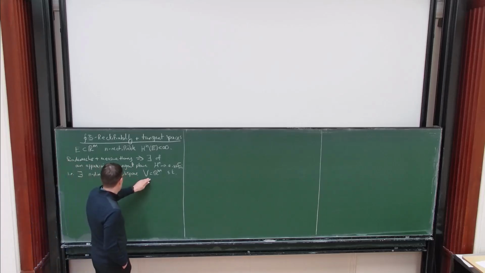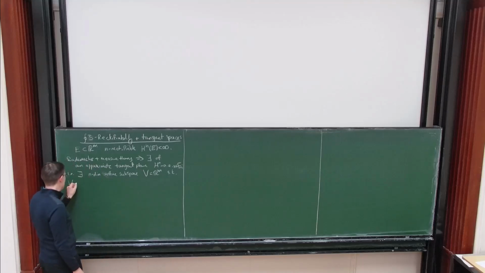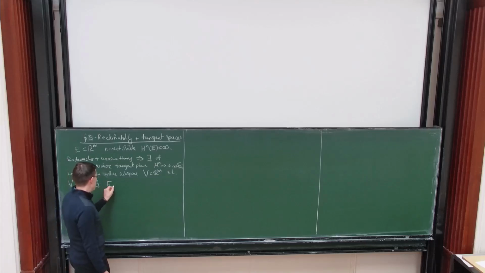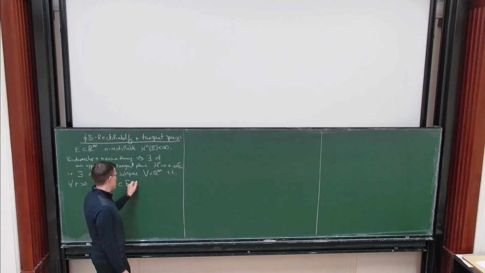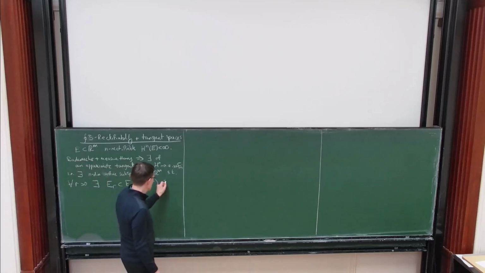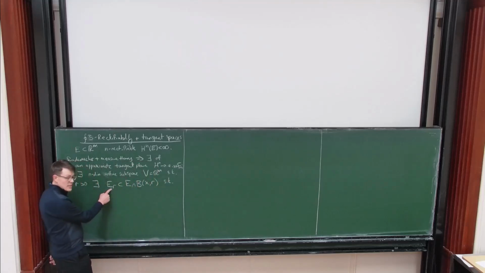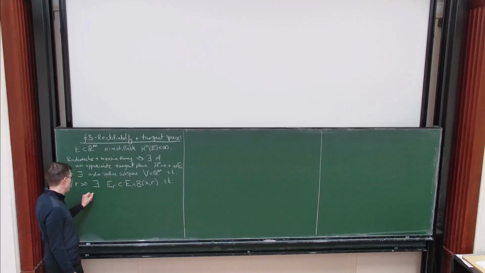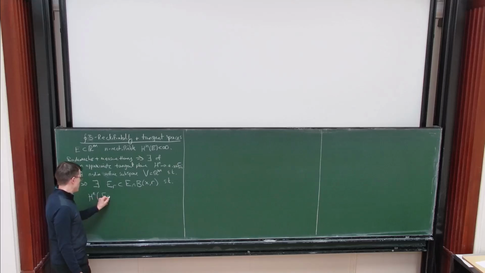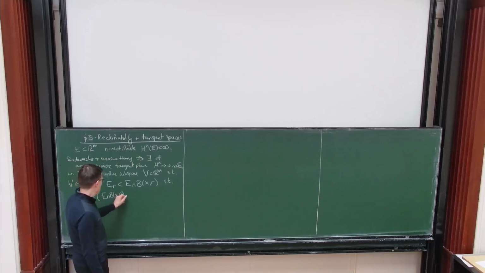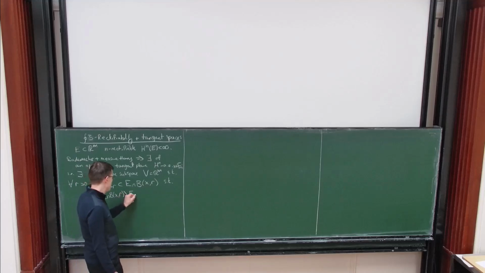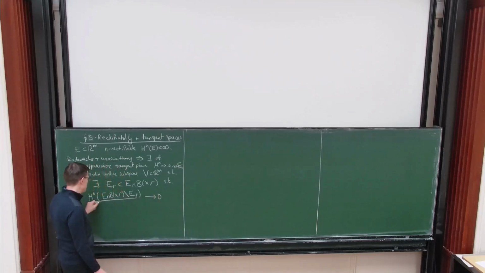So there's this affine subspace such that for every radius, we can find a good subset of E. So there exists an E_r that's contained in this ball in E, such that this set is large. So if we look at the measure of E without this good set, this goes to 0, and it should go to 0 at the correct rate, which is, because we're dealing with n-dimensional Hausdorff measure, r^n.